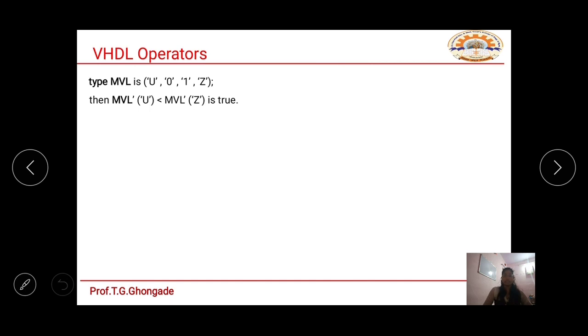Okay. In the previous lecture we have seen that type is a keyword which is used to define a user defined data type. So type MVL is a user defined data type. Okay. So type MVL is U, 0, 1, Z. Then MVL U is less than MVL Z is true since U occurs to the left of the Z, and I told you in the previous slide, just look here.